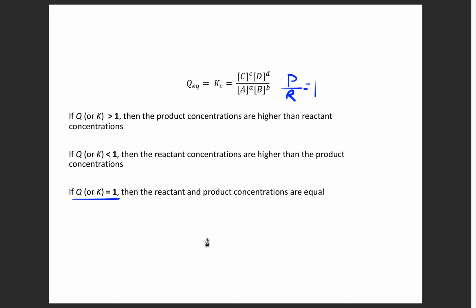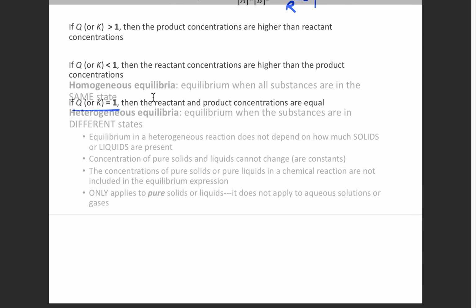Now, why do we care about this? Well, we care about this because if we solve for Q and then compare it to a known value of K, we can figure out which way that reaction needs to go, left or right, in order to reach equilibrium. And then you'll see some more examples of that as we go further on.